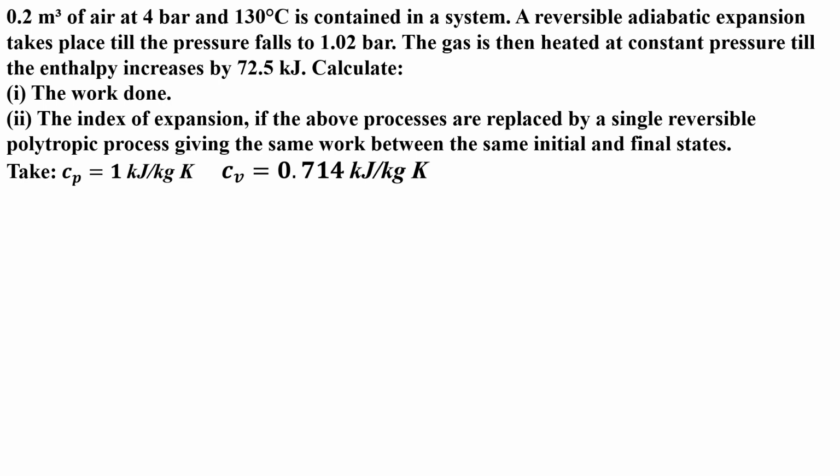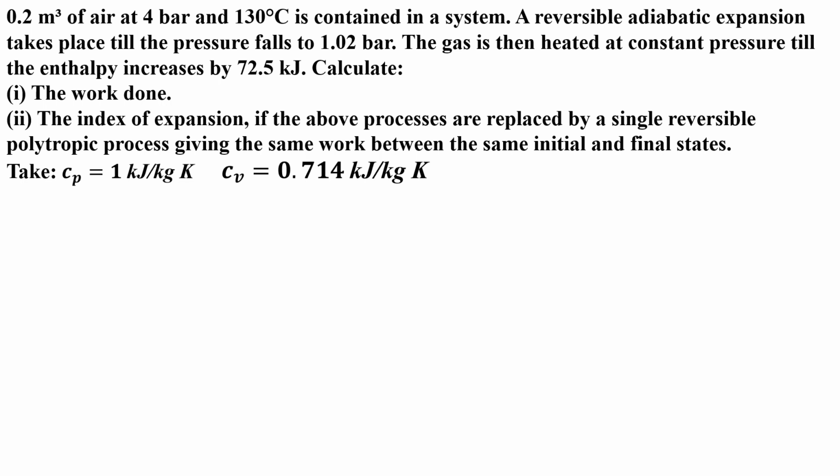Let's see another problem. 0.2 meter cube of air at 4 bar and 130 degrees Celsius is contained in a system. A reversible adiabatic expansion takes place till the pressure falls to 1.02 bar. The gas is then heated at constant pressure till the enthalpy increases by 72.5 kilojoule.